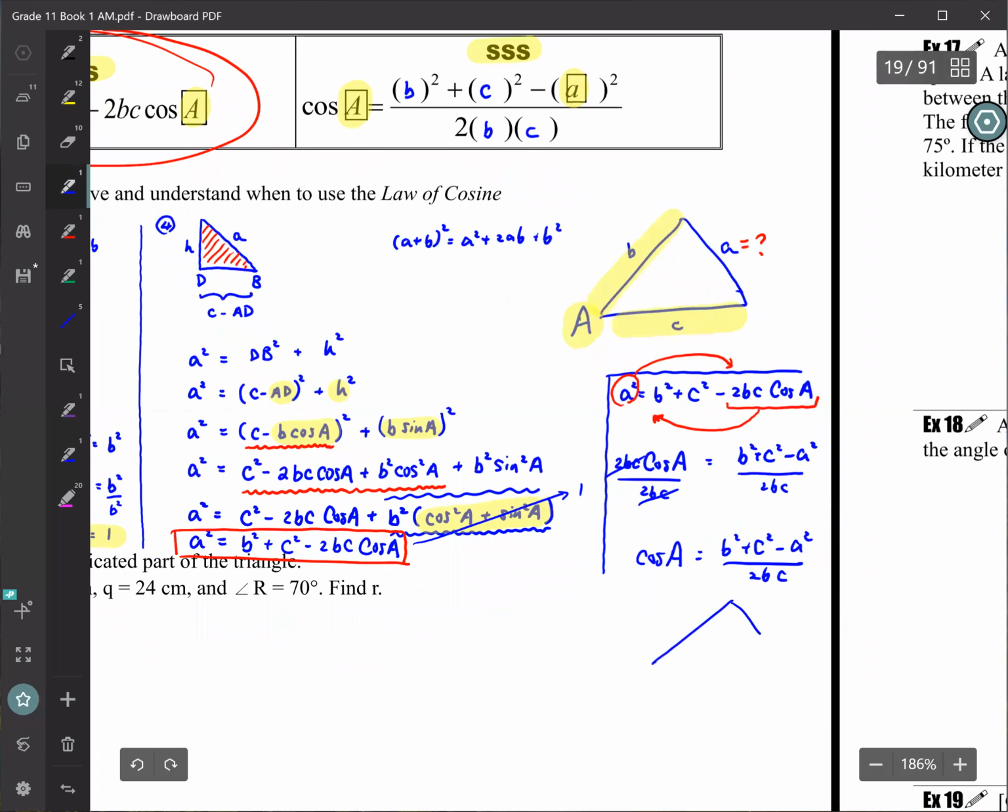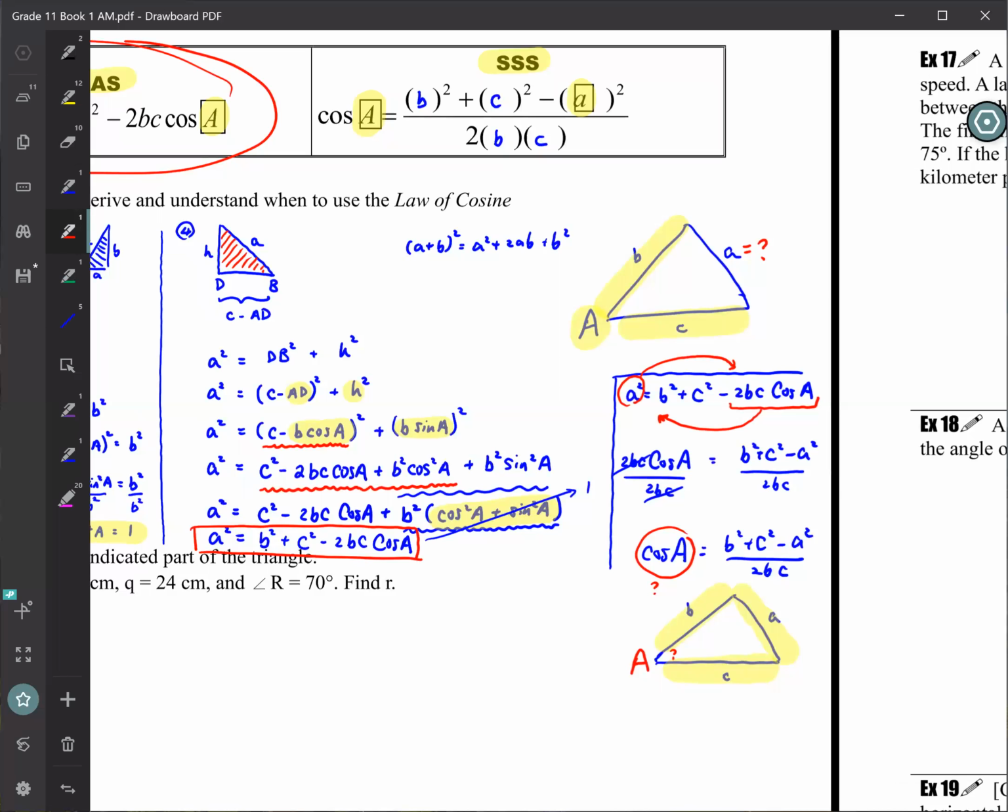This time, instead of finding the missing side, we are finding angle A. This is the unknown. That means you need to be given side A, side B, and side C. So the given is the three sides, and then you can use it to find the missing angle. This is the unknown. So those are the two different formulas, but they actually come from the same one.